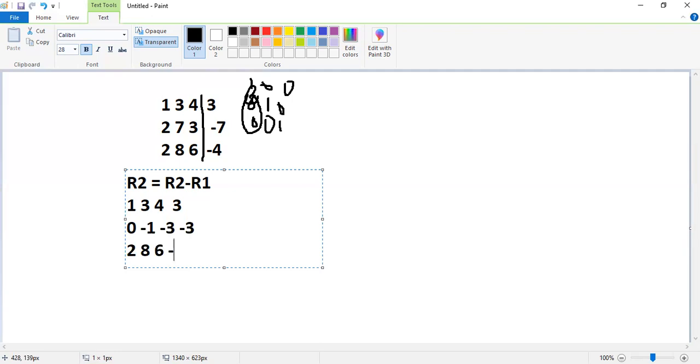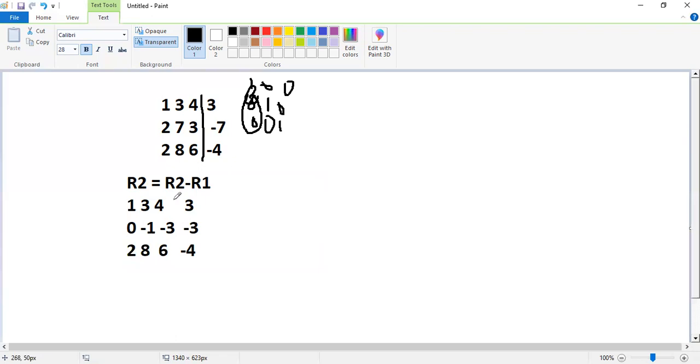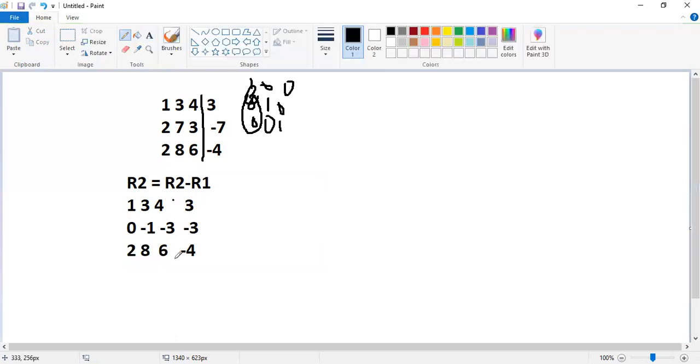Then -6, then -4, right? So let me rearrange this to look nice. So this will be our resulting matrix. The next iteration we will do will be on this new matrix, not the old one, because now we've forgotten about that. So we're working on this, right?